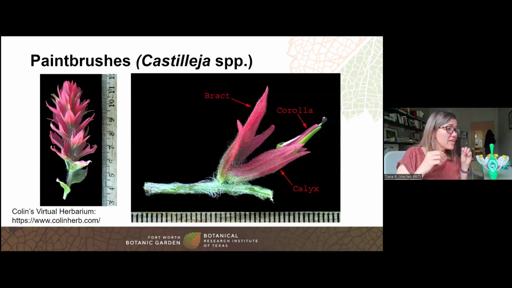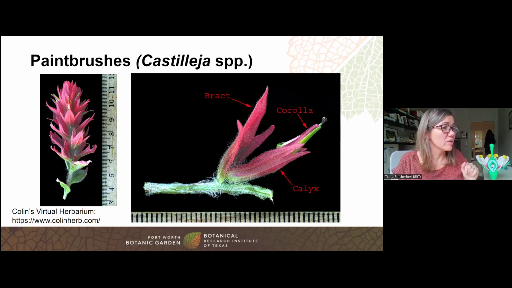Okay, these all came from a wonderful website that I hadn't encountered before, which is Collins Virtual Herbarium. I don't know anything about the author, but this website is free and available. It's online, and it covers many different families. And when I was perusing, it had some of the best pictures of these plants.